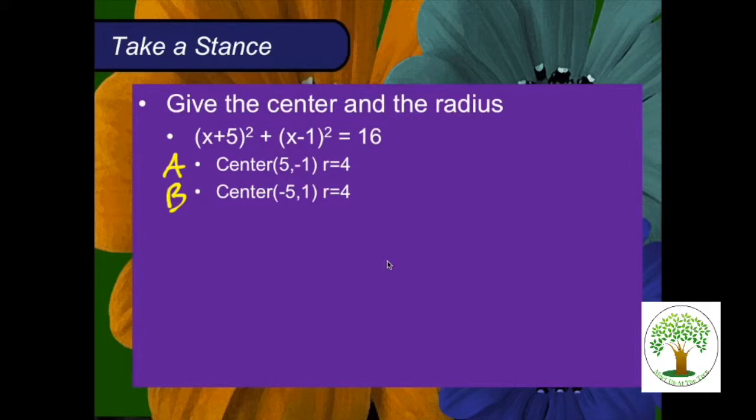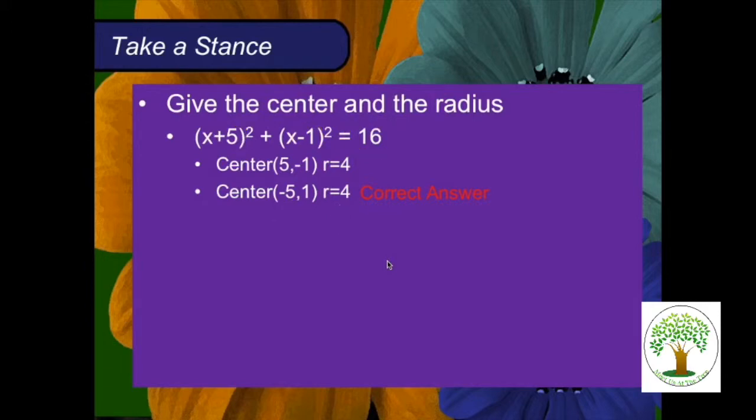All right, let's catch you up for a little bit. The reason we think that B is the correct answer is we take the opposite right here. That's a positive 5. Negative 5 is here. So we take the opposite of that one, and we take the opposite of this one. Negative 1 is positive 1. And then we take the square root of that one for the radius to be 4. So we take the opposite numbers for the center and the square root of that one for the radius.